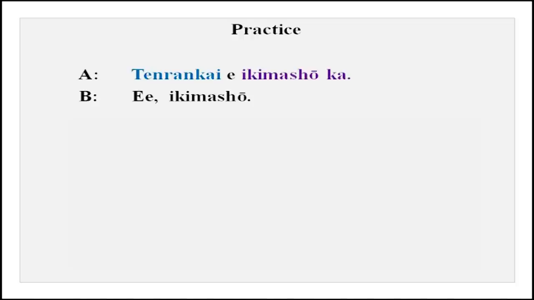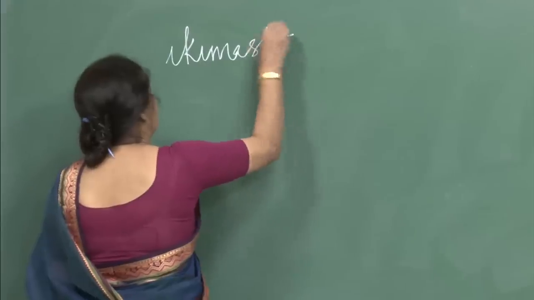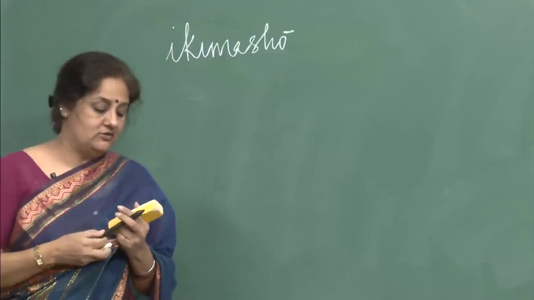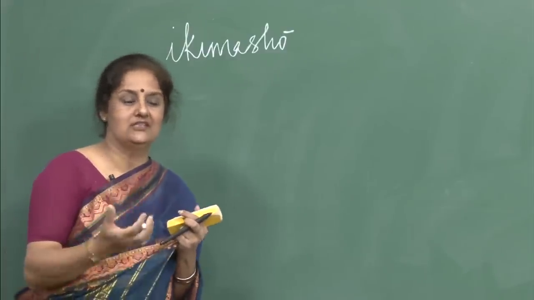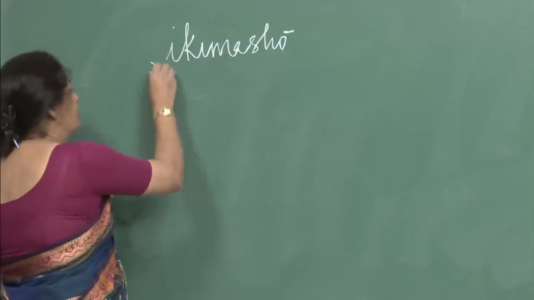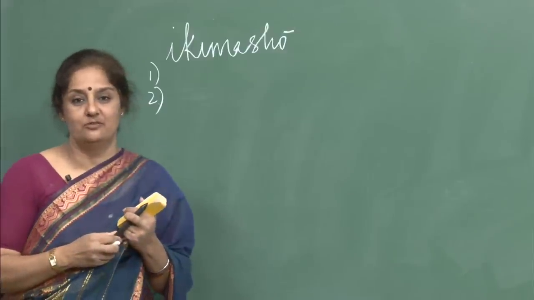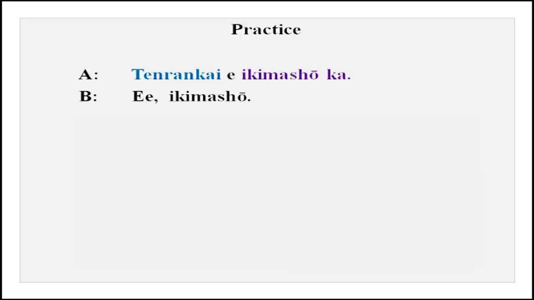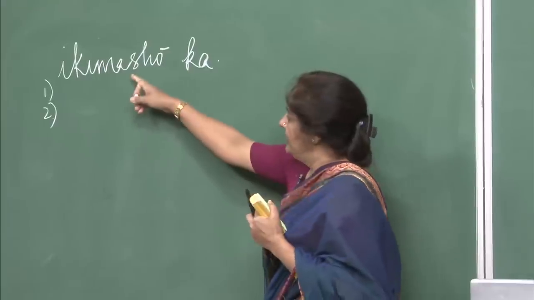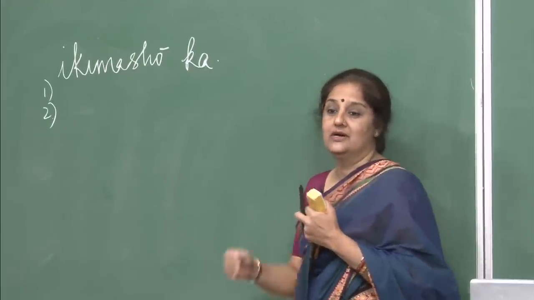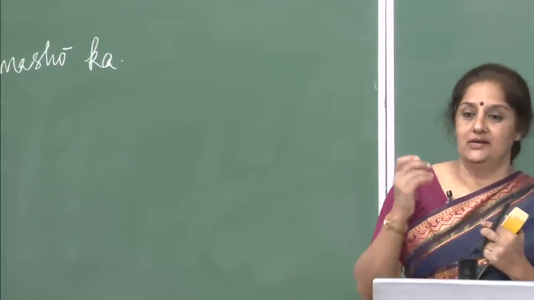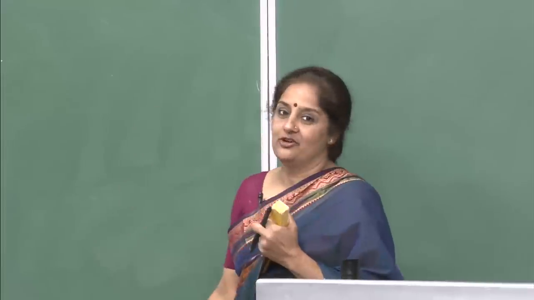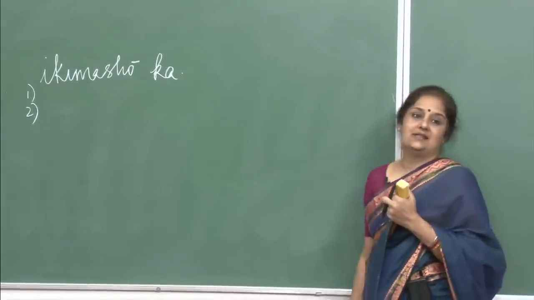Now, last time we also did ikimashou, if you remember. Ikimashou, which means let us go. And when you say let us go, you include yourself in the activity, and two, you also decide for the listener. You do not ask for opinion, you just decide. So, ikimashou is what we did last time, but we have something over here, tenrankai e ikimashou ka. If you just put the question word ka in the end, it means shall we go. Now, you want the opinion of your partner, you are asking your partner and not deciding for your partner. So, it is shall we go instead of let's go.